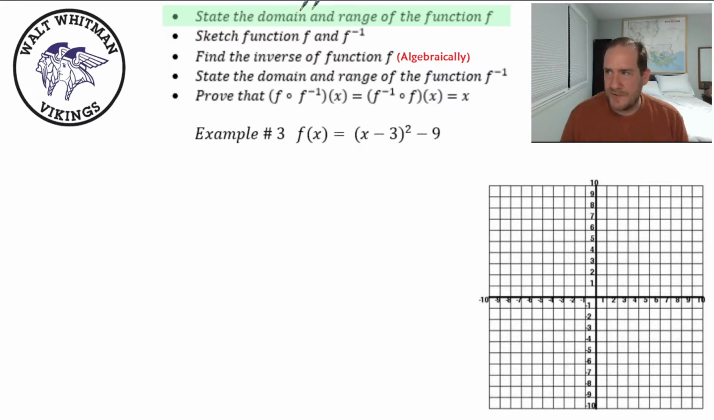Again, we're going to start by just stating the domain and range of the original function. We're going to sketch it. Then we're going to find the inverse of it algebraically. Then we're going to state the domain and range of that inverse. Then we're going to prove that the function that we found is actually the correct inverse by composing the original function with its inverse, and then composing in the other order, the inverse getting composed with the original function, and we should show that both of those compositions come out to be x. So a lot to do. Let's do it. So first, state the domain and range of the function.